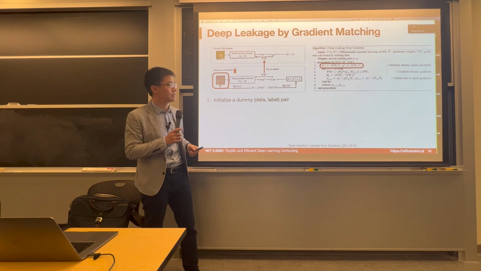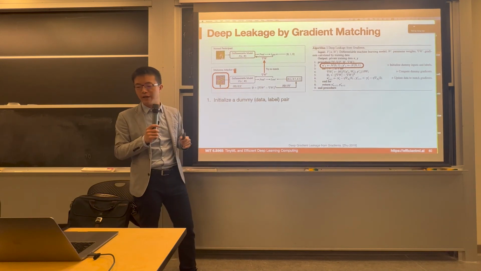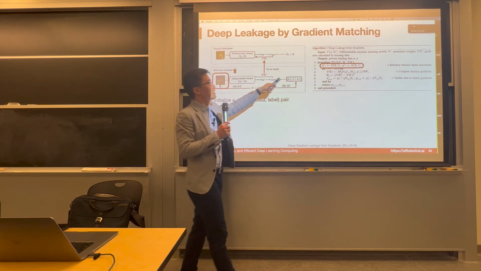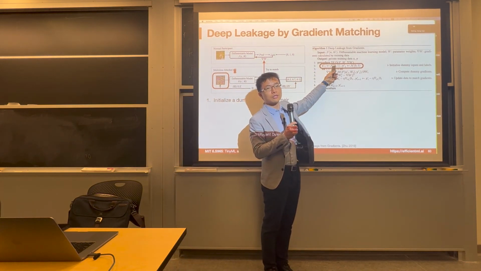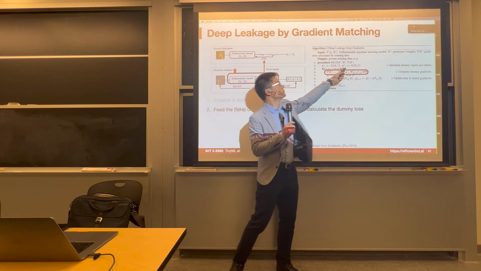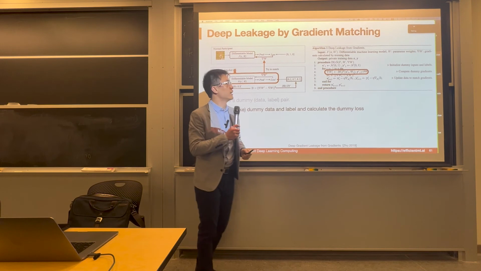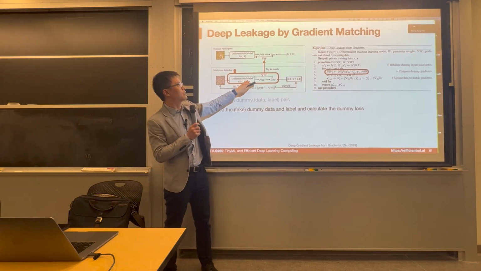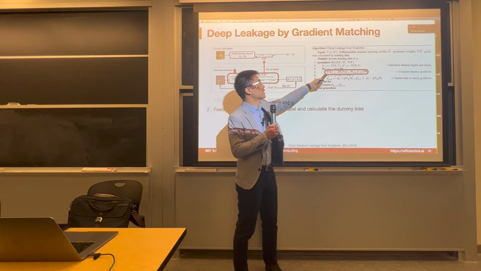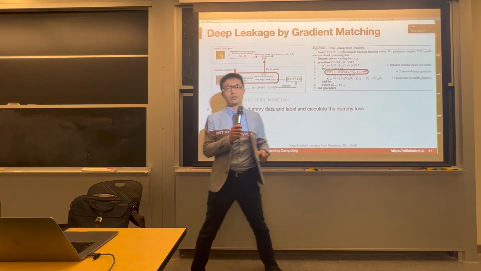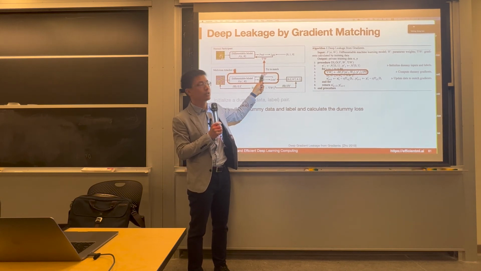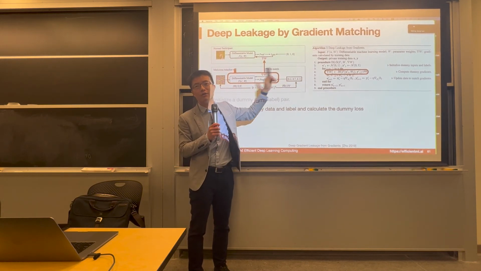So let's see that in the code in a concrete manner. We initialize the input to be random noise. We also initialize the output to be random noise. And after that, we try to calculate the loss using this input and this output. We calculate the loss, therefore the gradient with respect to the weight, using the dummy input and dummy output.